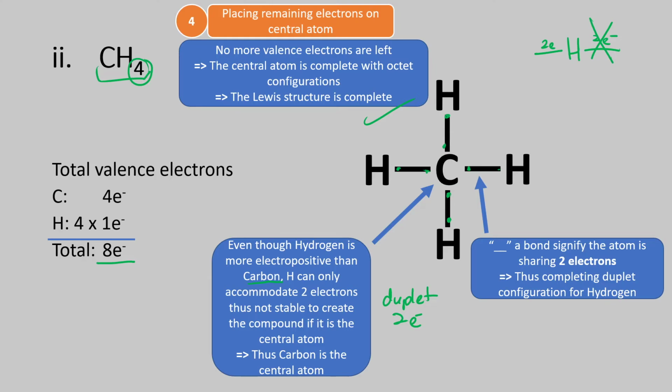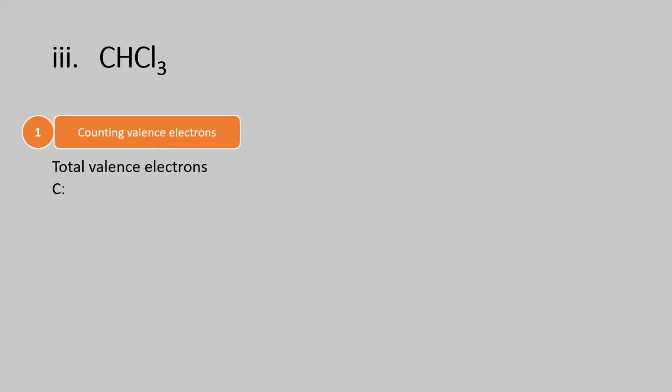Okay, let me know if I'm going too fast, because I want to move on to CHCl3. Okay, the first step, always find the valence electrons. Carbon has 4, hydrogen has 1, chlorine has 7, but we have 3 chlorines. So the total is 26 electrons. Oh my god, so many electrons. How do we arrange them?